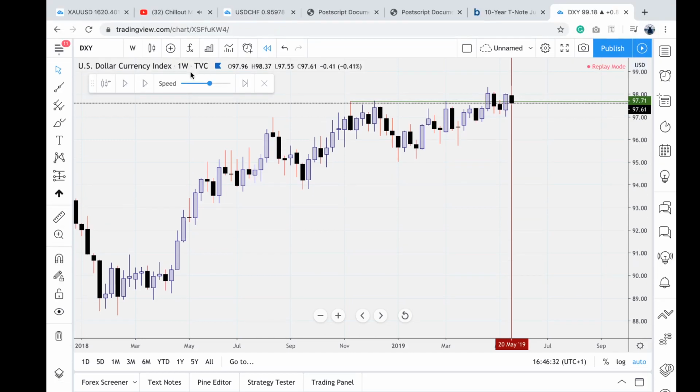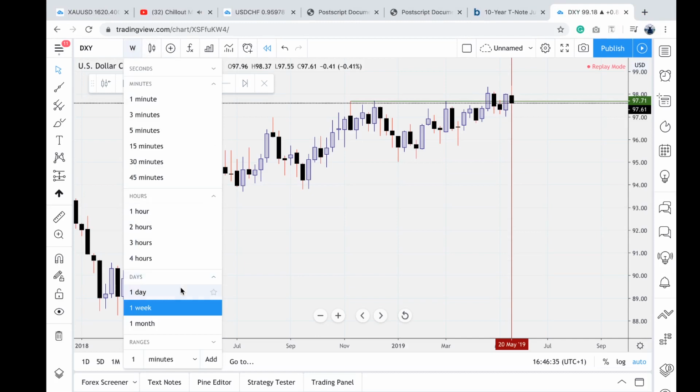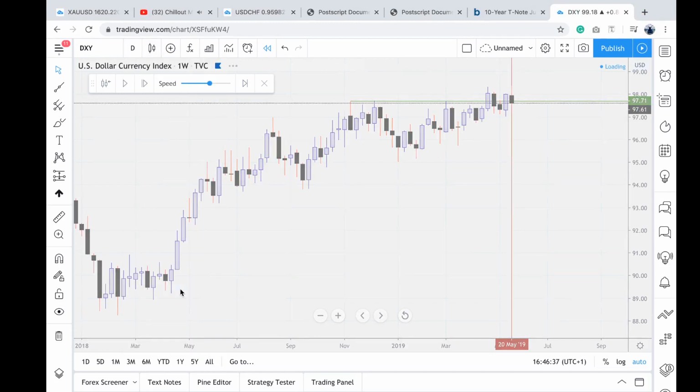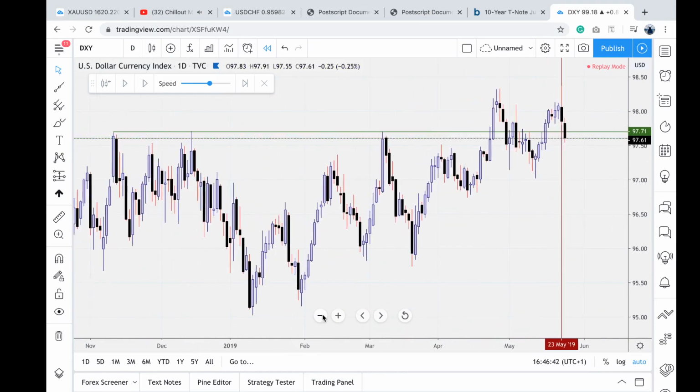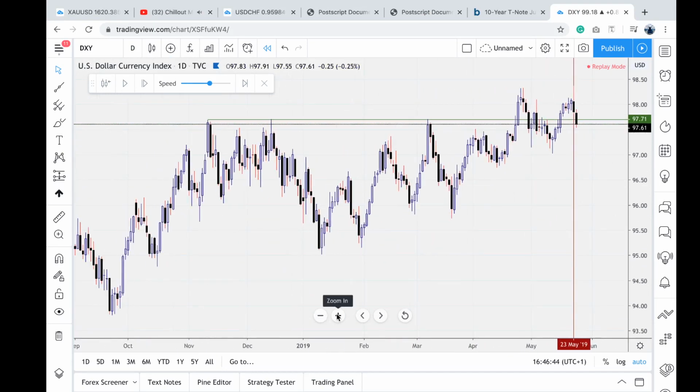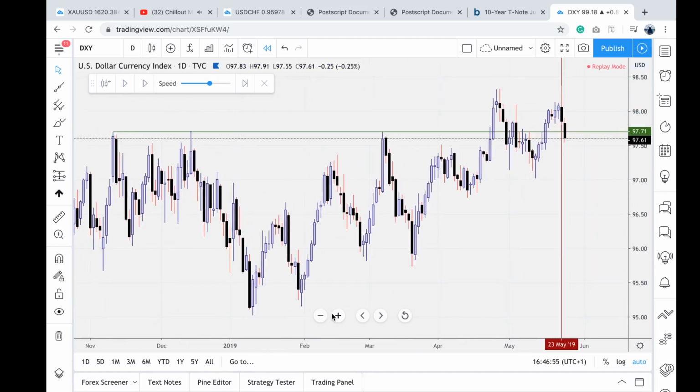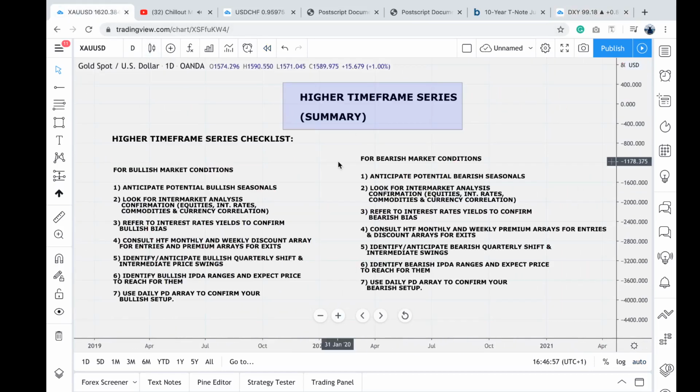If we look at the market from a daily perspective, looking at technical analysis now, we've gone from monthly to weekly to daily. Remember, there's nothing on the monthly to base our analysis off of. Then on the weekly, we only had swing equal highs to base our analysis off. So on the daily, we've got to ask ourselves this question. If we go back to the checklist, remember you consult your higher time frame monthly, weekly: premium areas for entries and discount areas for exits.